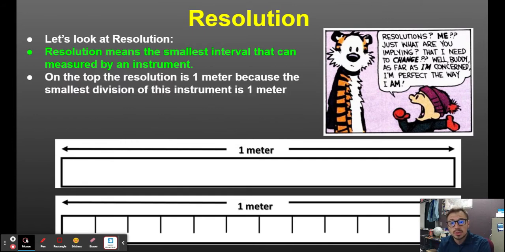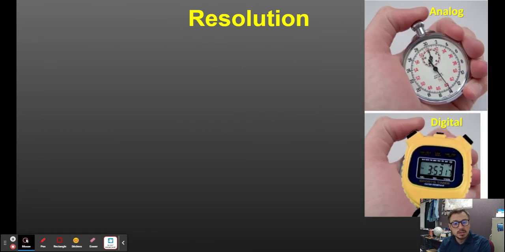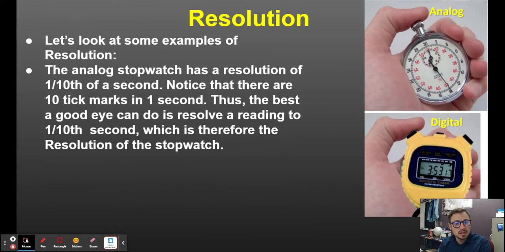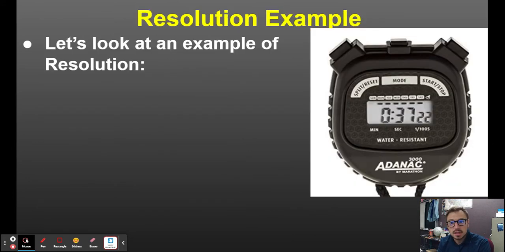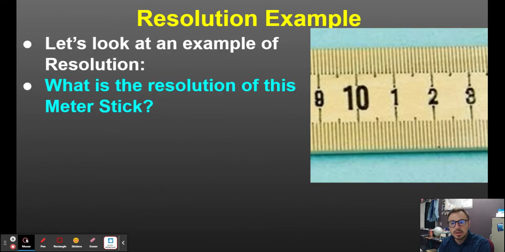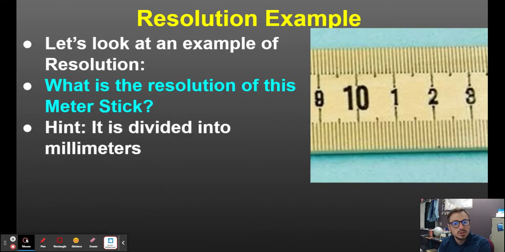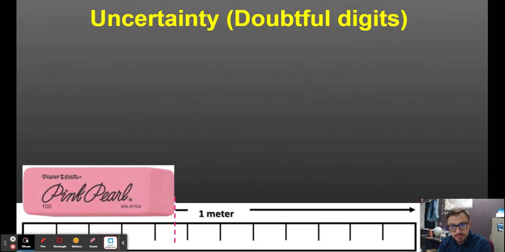So on the top, the ruler is 1 meter, but on the bottom, it's 0.1 meters because it's divided a meter into 10. So if you look at an analog stopwatch, every one of those tick marks is 1/10 of a second. If you look at the digital one, well, the last decimal point is going to be 1/100th of a second. So the resolution of the stopwatch, that last decimal point, is 0.01 seconds. So that is the resolution. The resolution of this meter stick is divided into millimeters, so that would be the resolution, 1/1000th of a meter.